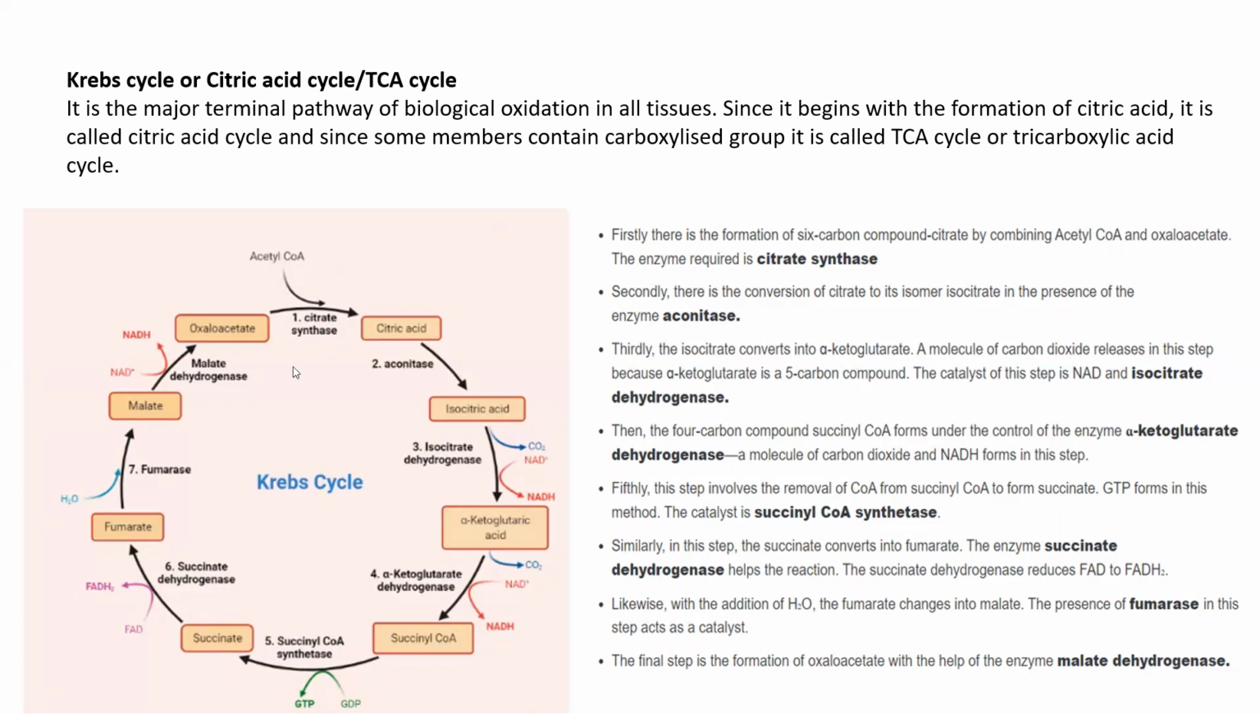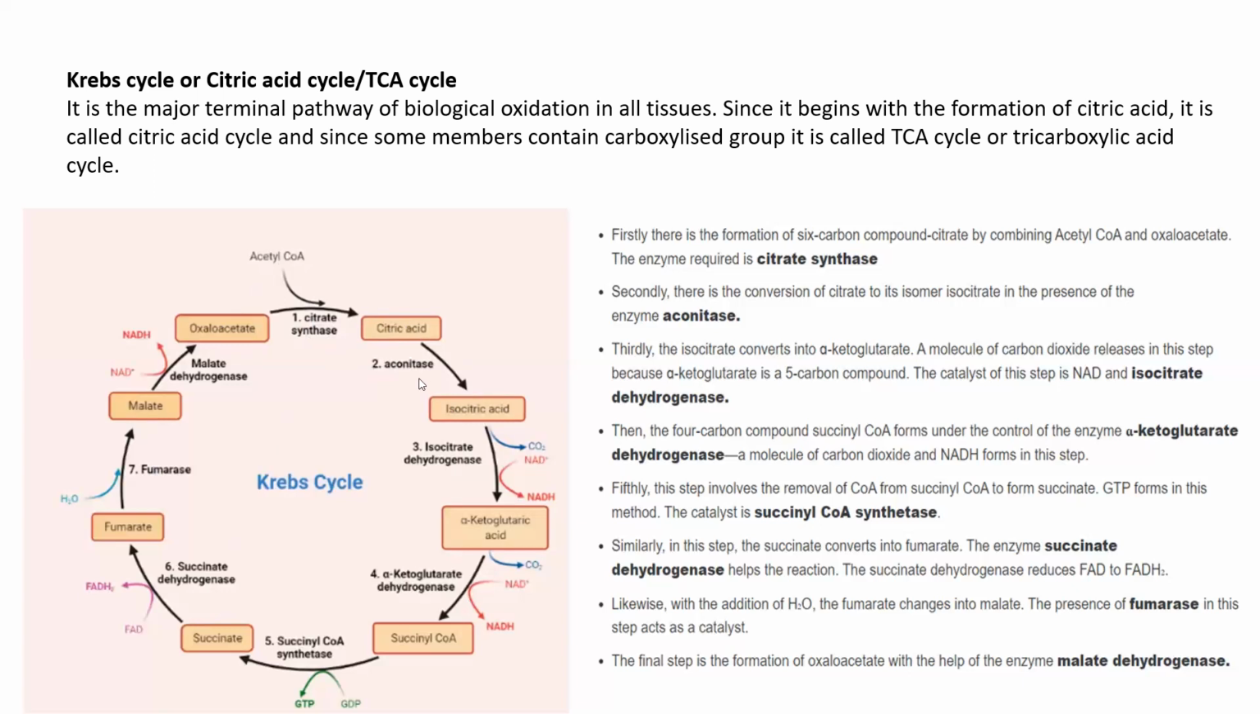Now we will see how the Krebs cycle happens. In the first step, acetyl-CoA combines with oxaloacetate and forms citric acid. Here the enzyme involved is citrate synthase. Now the citric acid is converted to isocitric acid.